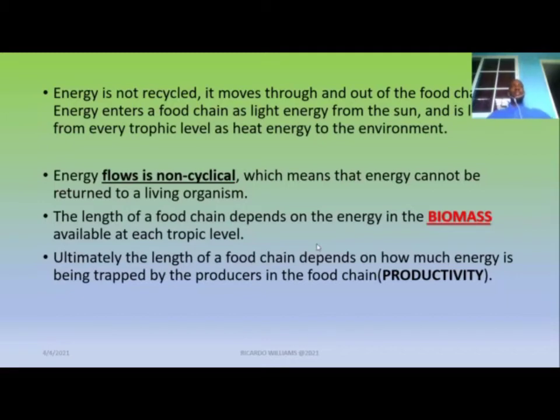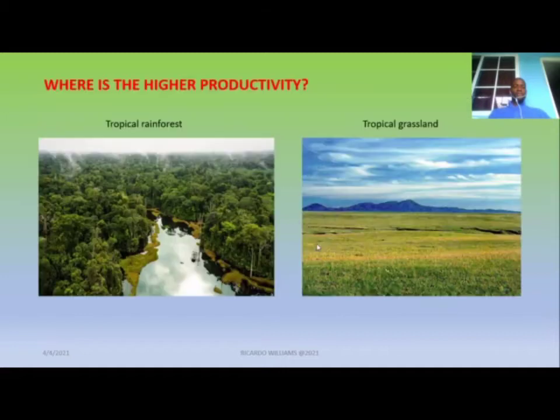Ultimately, the length of a food chain depends on how much energy is being trapped by the producers in the food chain, and that is what we call the productivity of an ecosystem or the food chain. So if you have a wide variety of plants, all of them photosynthesizing, and you have a whole heap of them, then you have a lot of plants converting that light energy into food and storing it. So therefore that food chain can be very productive. It means that you can have a whole heap of organisms going a long way up to even a quaternary consumer.